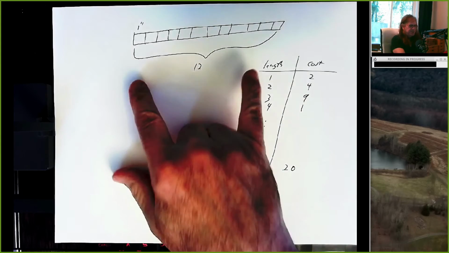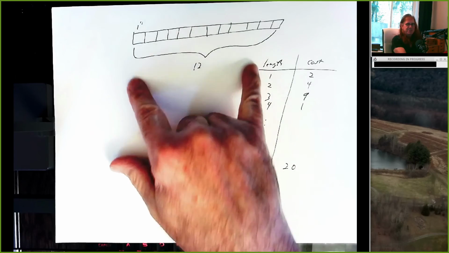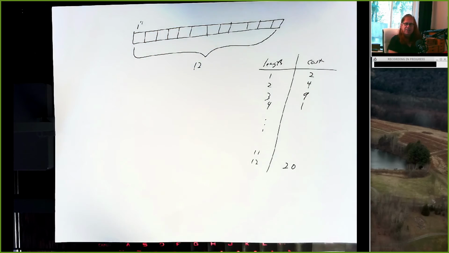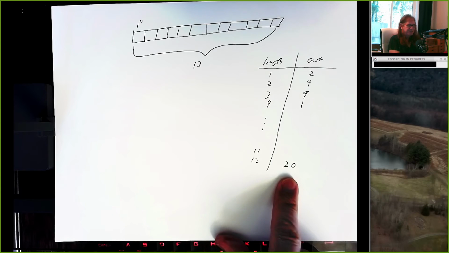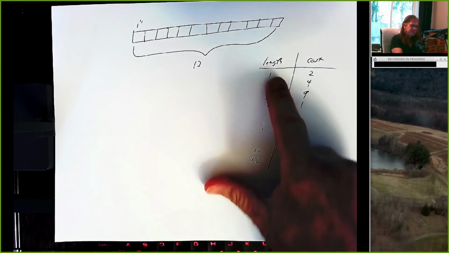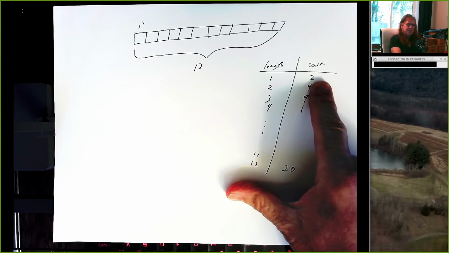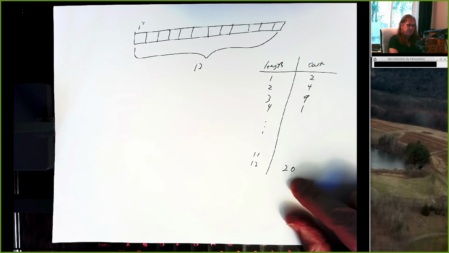And so the question is, if you have this bar that's 12 inches in length, how should you cut it up in order to be able to sell it for the most amount of money? I could sell it as just a 12-inch bar for $20. I could sell it as a bunch of 1-inch bars for $2 each. That would be worth $24. That's worth even more than selling it uncut.